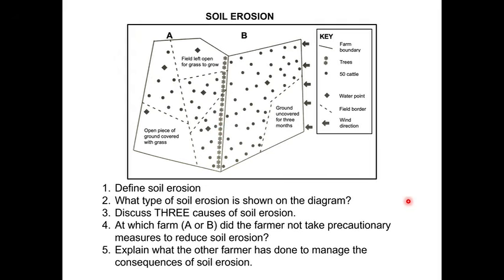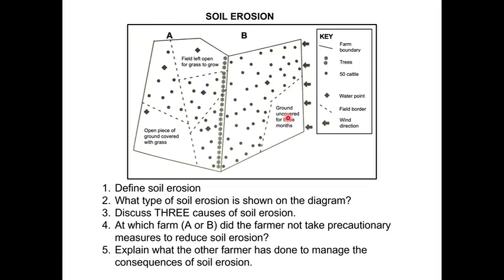Let's go further. Now let's see what's written on the diagram. Here we see ground uncovered for 3 months. What must cross your mind now? Erosion can occur here because there's nothing on the ground to prevent the soil from blowing away. Field left open, that we have done already. Open piece of ground covered with grass. And immediately you see there's a huge difference between this guy, he covered it with grass, he covered it with vegetation, so that his soil can't be blown away.